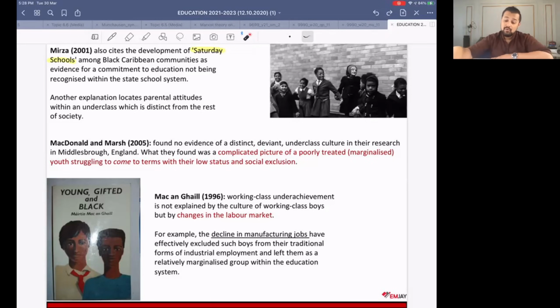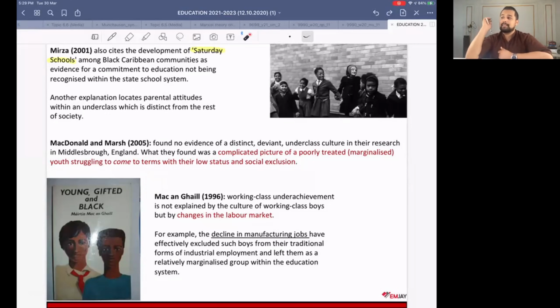Yeah. Now, moving on. According to Mac an Ghaill, working class underachievement is not explained by the culture of working class boys, but by changes in the labor market. There's been a decline in manufacturing industry. Let's link this to topic number 5.1, theories of the role of education, where we started off from. There's been a change in the economic system, and because of it, there have been economic changes, social changes, cultural changes.